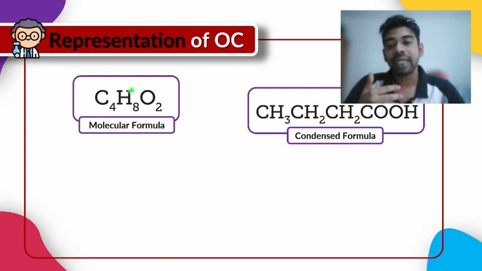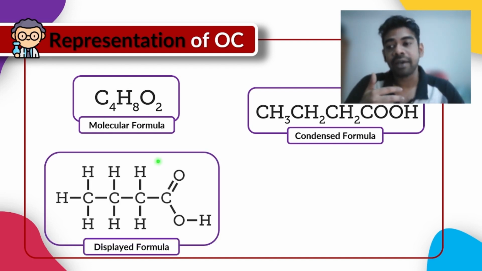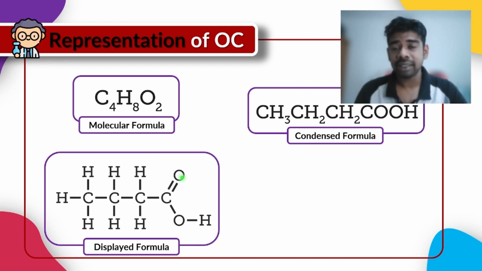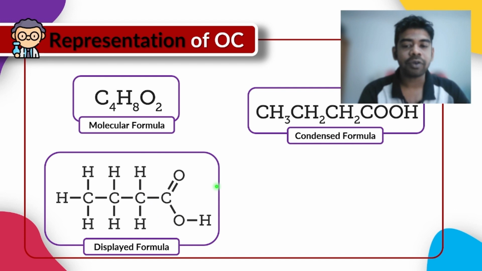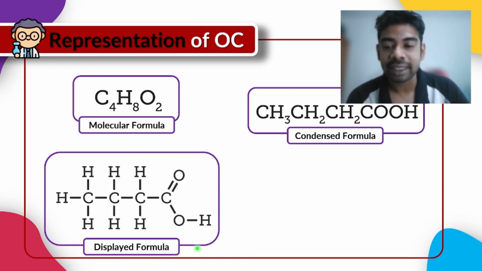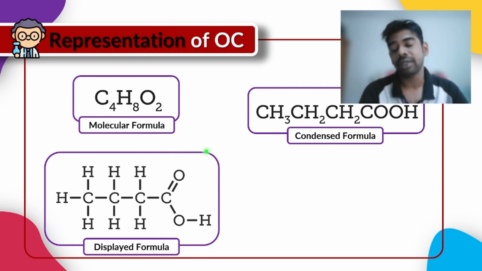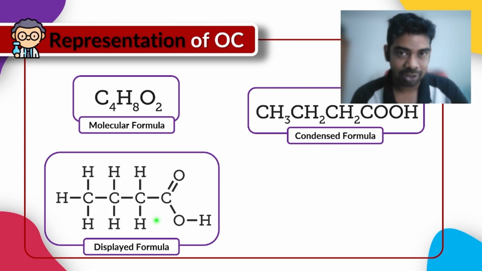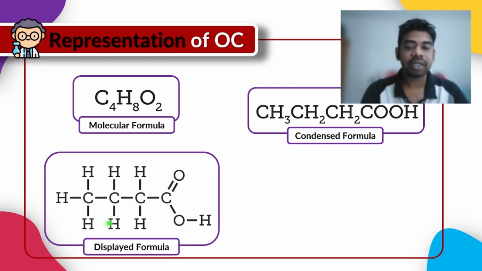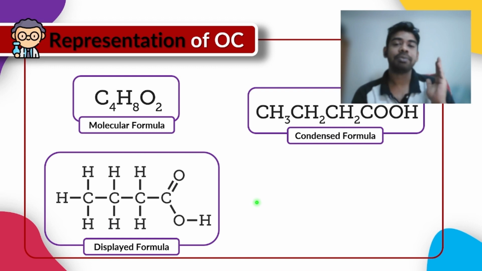Now, moving on to the next one, the displayed formula, wherein we show the connections in much more detail. In grade 10, this is the most common form, and your questions would be from it. It is much easier to identify what is connected to what. Here, for example, you have COOH, which you must have identified by now as a carboxylic acid group. All three arrangements are fine up to grade 10.